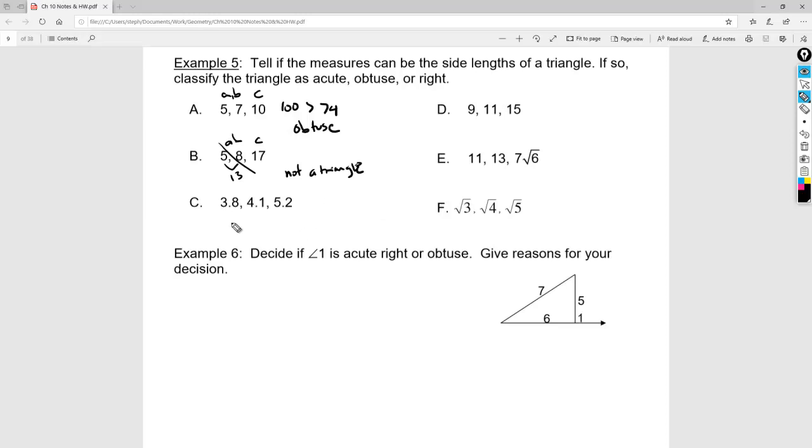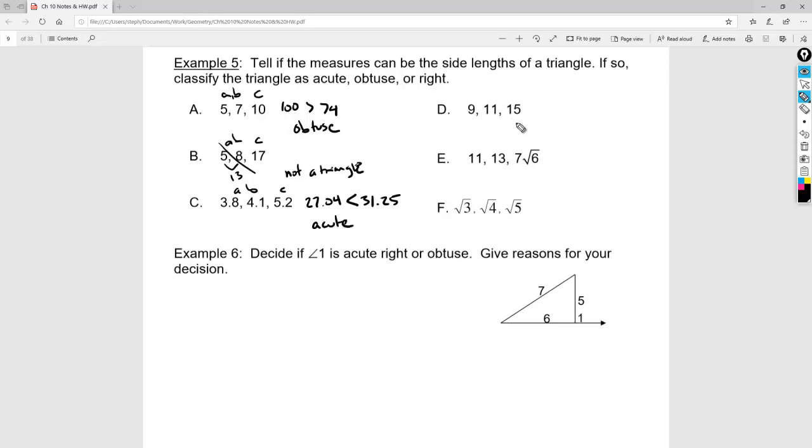Right, next, I have 3.8, 4.1, 5.2. So I see that 5.2 would be my c, and then 3.8, 4.1 would be my a and b values. So I am comparing, let's see, 27.04 would be 5.2 squared. And my a squared plus b squared would be 31.25. So a squared plus b squared will actually be larger in this case, making this an acute triangle.